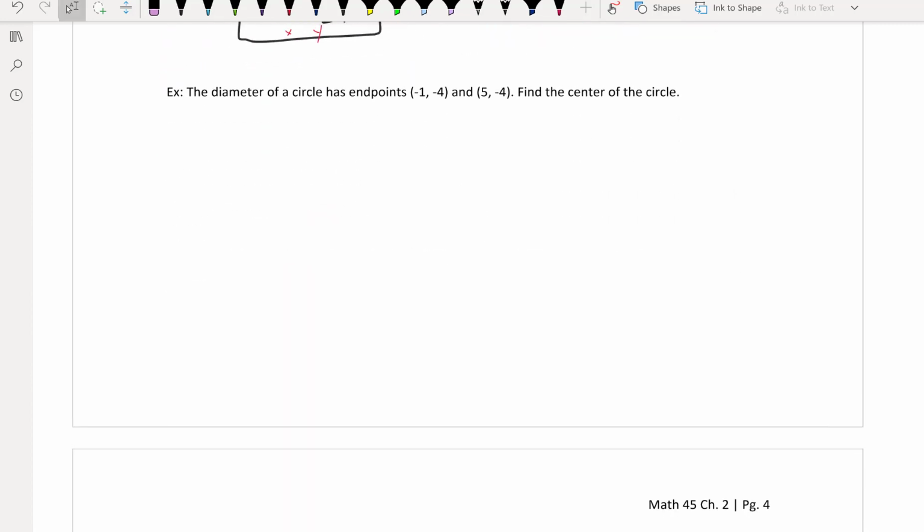Now we're going to be using one of the formulas to help us with this word problem. It says the diameter of a circle has endpoints (-1, -4) and (5, -4). Find the center of the circle. So we have to find the center of the circle.